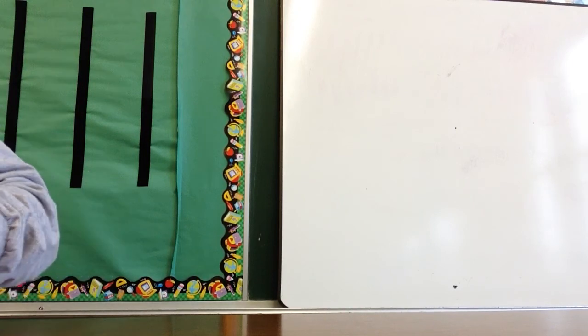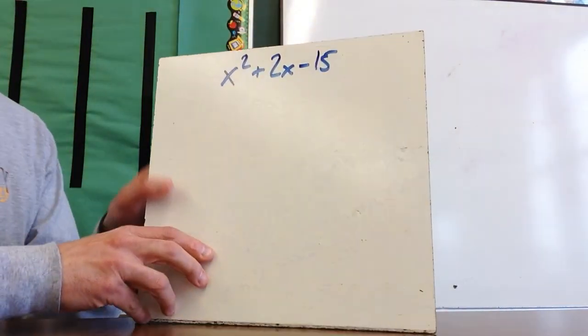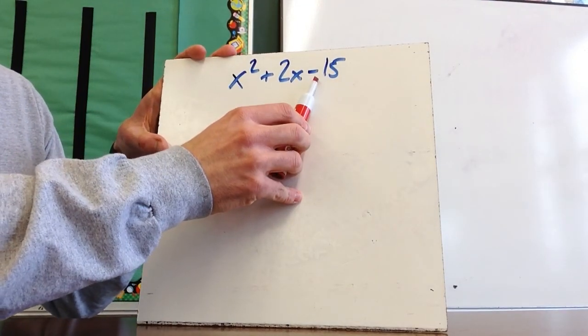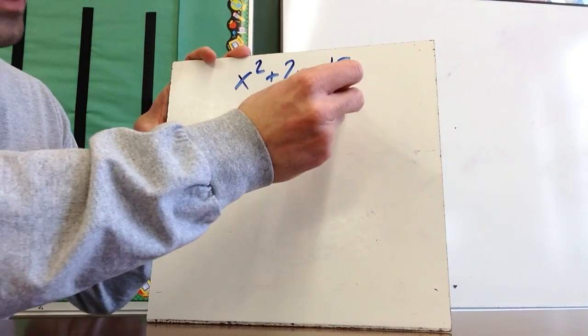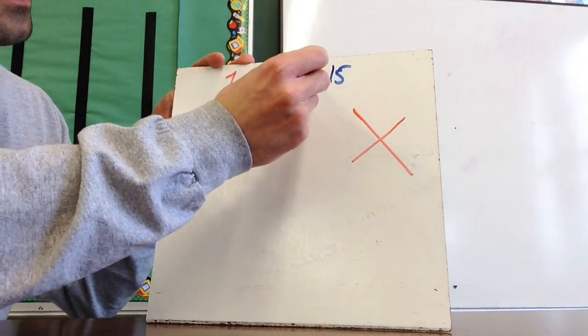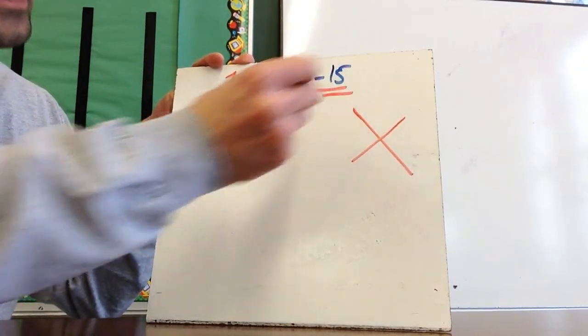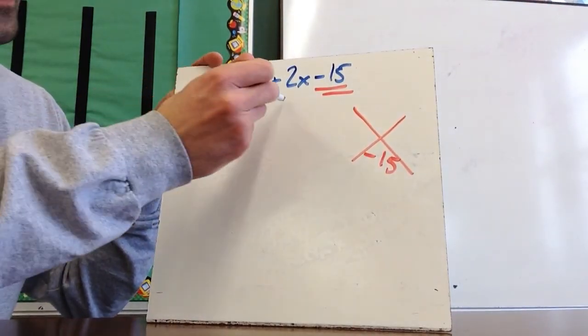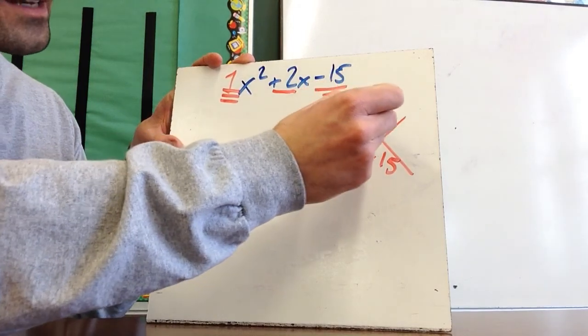All right, now what happens when the middle is positive, but the end is negative? So again, we're going to make our x. This is a 1. 1 times negative 15 is negative 15. And then this is the number that I'm putting here, and that is a positive 2.